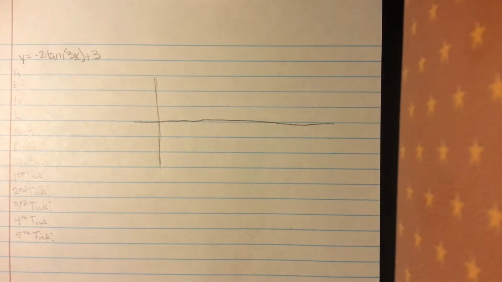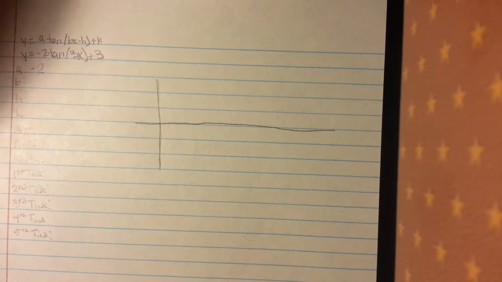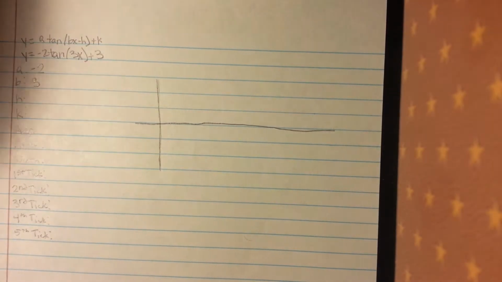So first start with our a, b, h, and k values. As you can see from this equation, y equals -2 tangent of 3x plus 3, your a value is going to be -2, because from my last video I showed that you could do a tangent bx minus h plus k. So now we'll look at our b value. Our b value would be 3, because as you can see, it's right there.